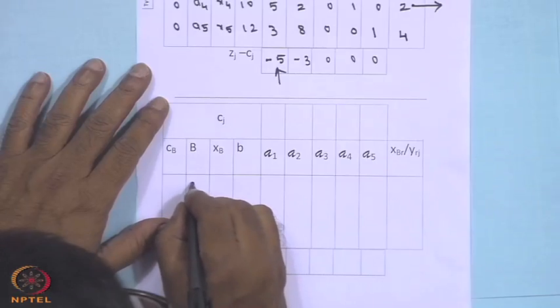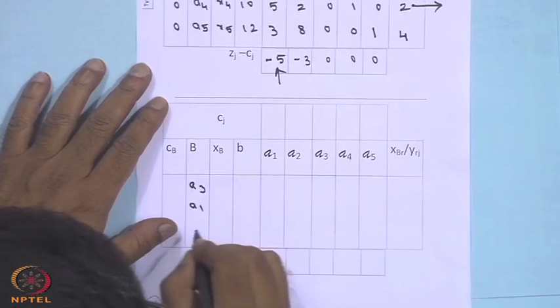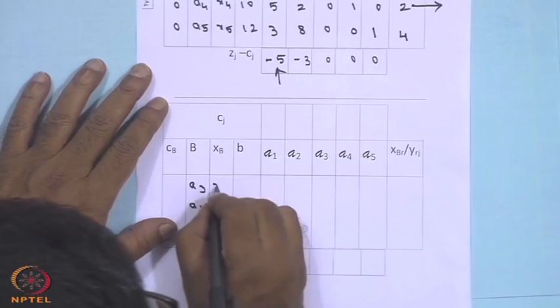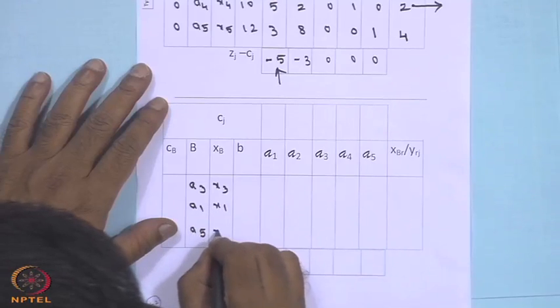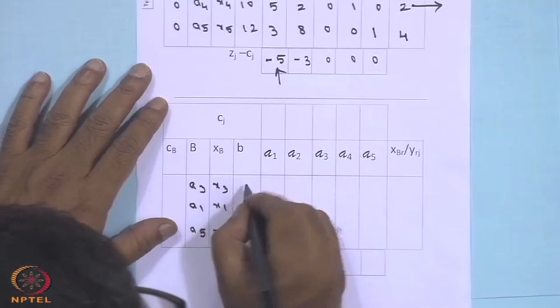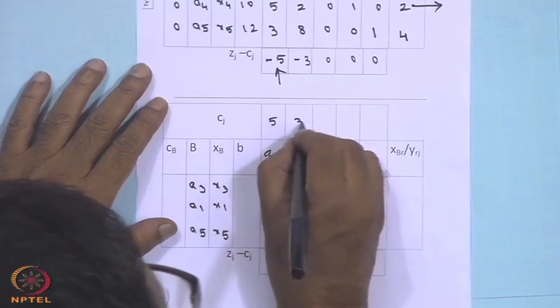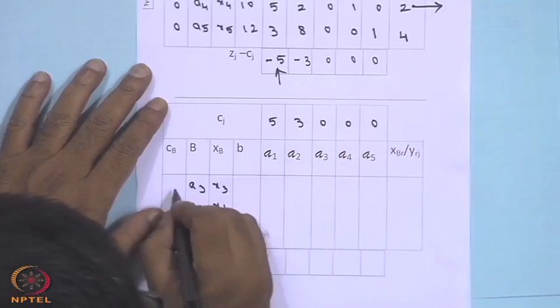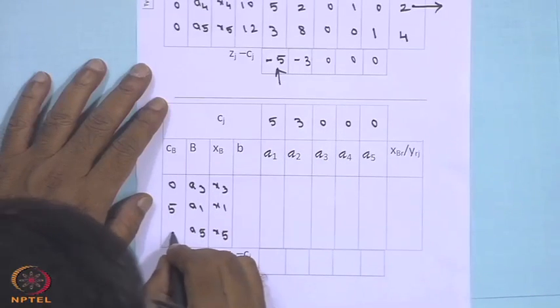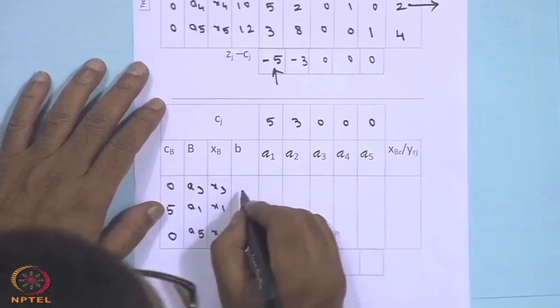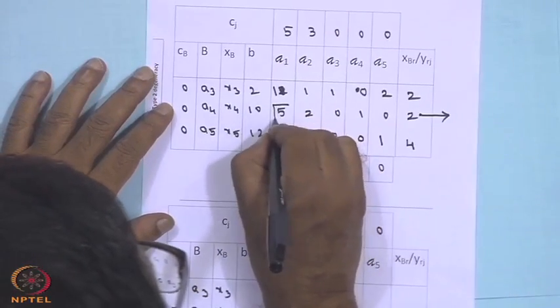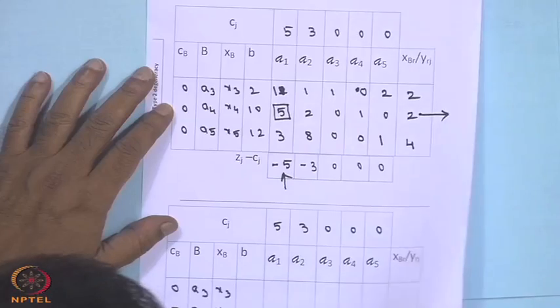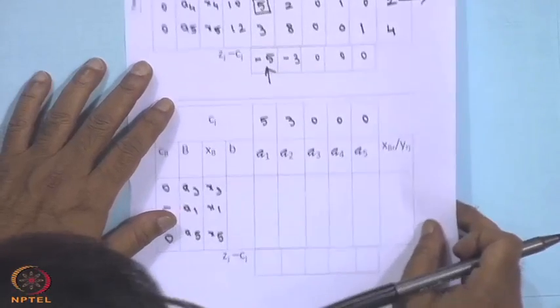Therefore, a 3, a 4 will be departing, a 1 is entering, a 5. So, x 3, x 1 and x 5 will come. Your C j is 5 3 0 0 0. So, here it will be 0 5 and 0. So, in this case this one is the pivot element. I have to make this one as 1.